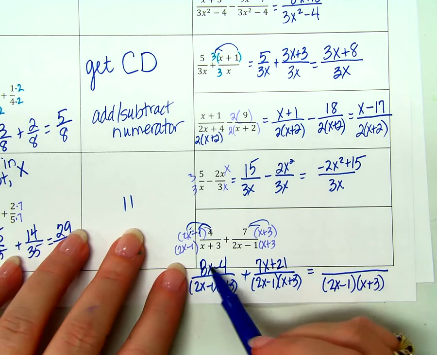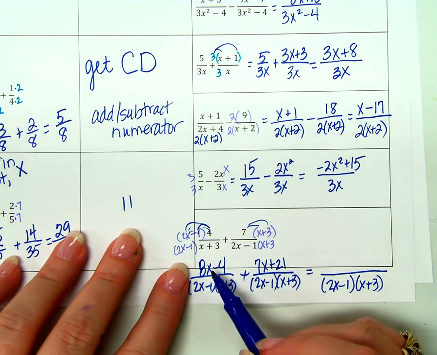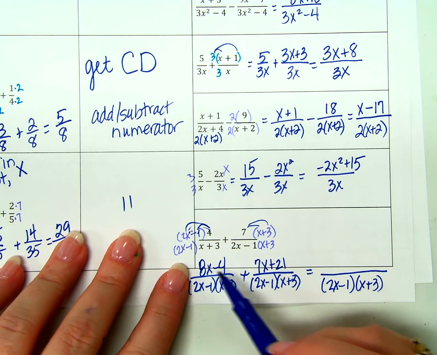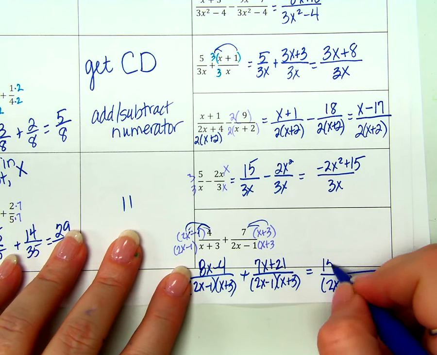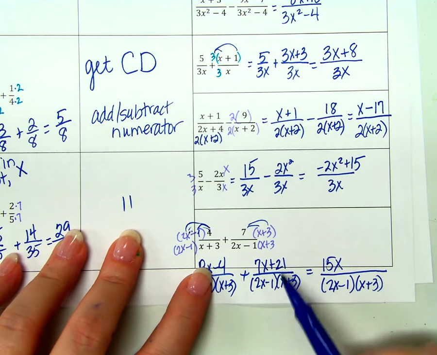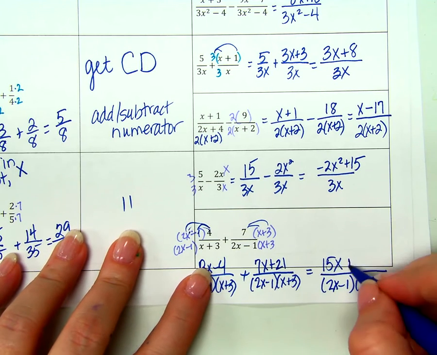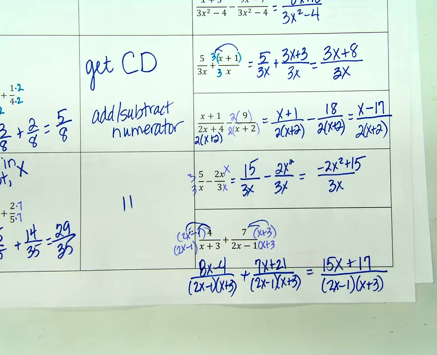Okay? When I add my numerator, what do I add? The x's, so I'm adding like terms, 8x and 7x, negative 4 and positive 21. Plus 17.